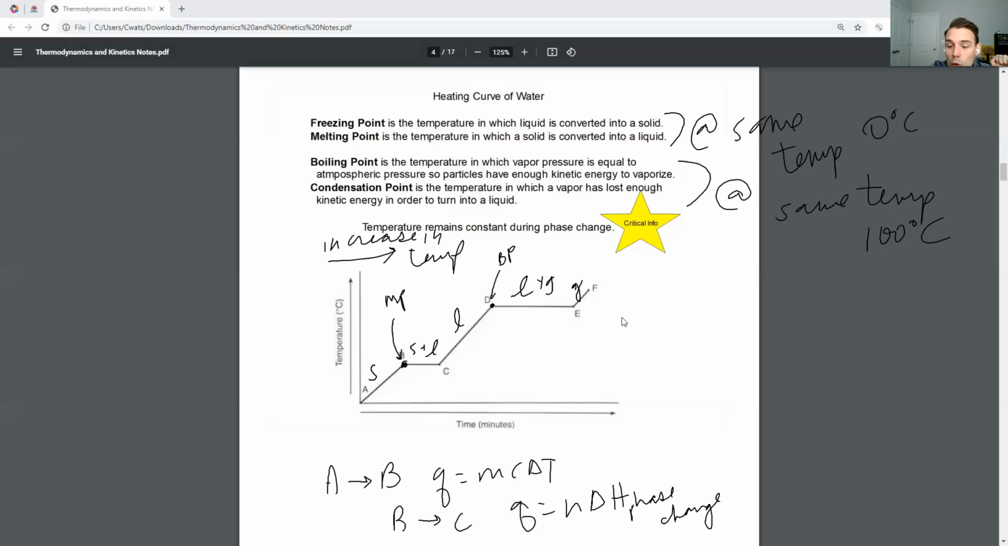Now let's say I'm doing a cooling curve, which would just be going this way. The same thing happens if you start at F: you have nothing but a gas and it starts to cool until you get to point E. That would be the condensation point, the point at which it starts to condense. Then you have a gas and a liquid as the phase change is occurring, and then the temperature can decrease until it's a liquid. Then you get right here, and that's going to be the freezing point.